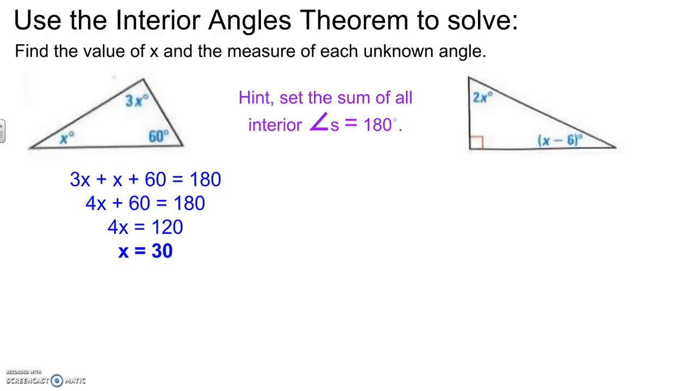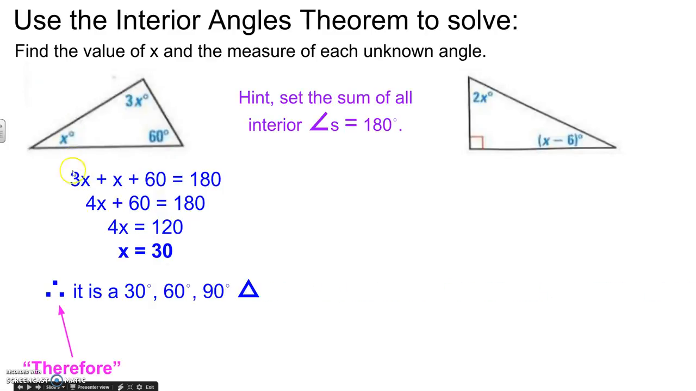Our first example, we set up our equation, 3x plus x plus 60 equals 180. We solve by combining like terms, use inverse operations, and we get x equals 30. Now again, it doesn't mean that it's 30 degrees because we're substituting in for x. Once we plug in, we can say, therefore, it is a 30 degree, 60 degree, and then 3 times 30 would make 90 degrees. So we classify this as a right triangle.